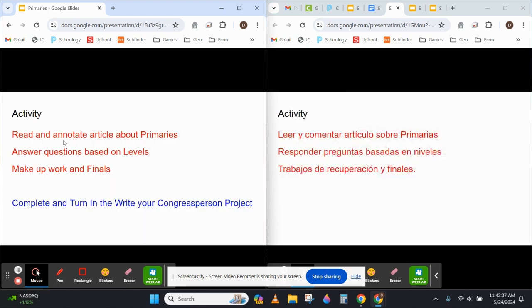Our assignment today is to read and analyze about primaries, answer some questions, maybe do some makeup work. If you haven't done your Write Your Congressperson project, if that's not turned in, you should get that done and into me.